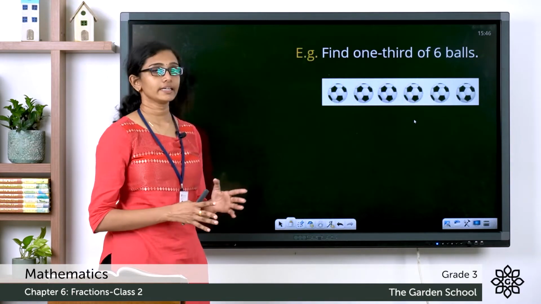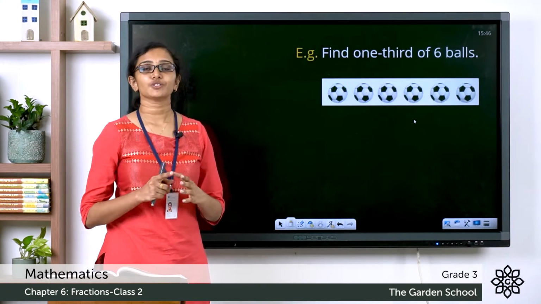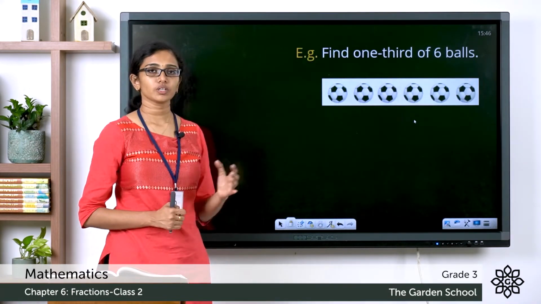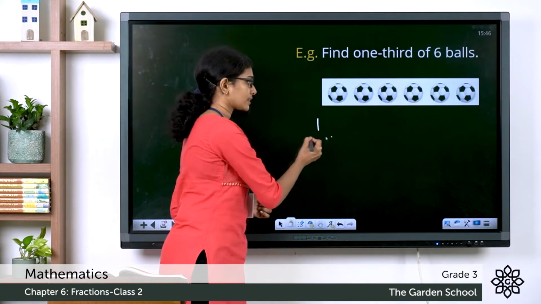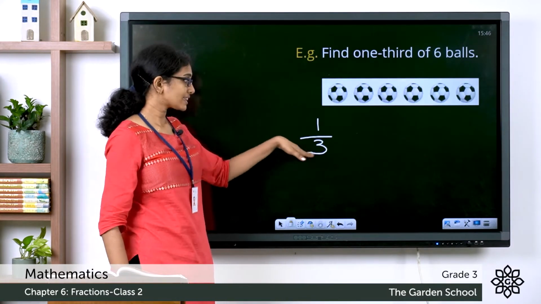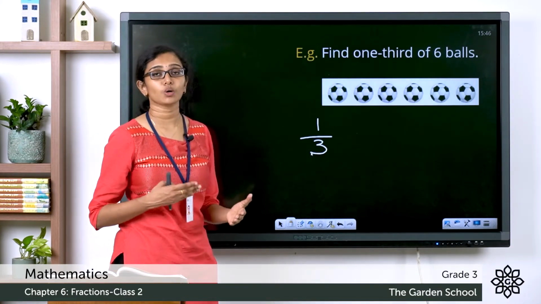Now, look at this question. Find 1/3 of 6 balls. You can see 6 balls here. You are asked to find out what is the 1/3 of these 6 balls. Since you have to find out 1/3, it means that you have to divide these 6 balls into 3 equal parts and find out one part out of these 3 equal parts.